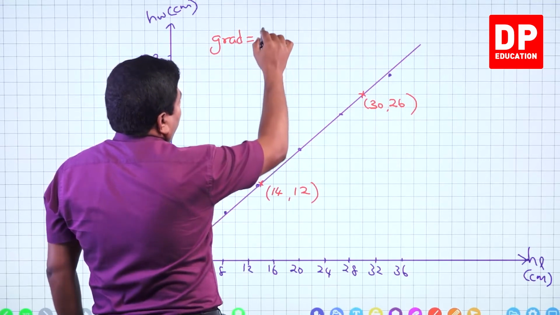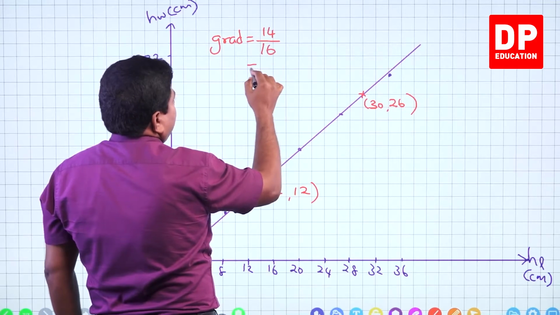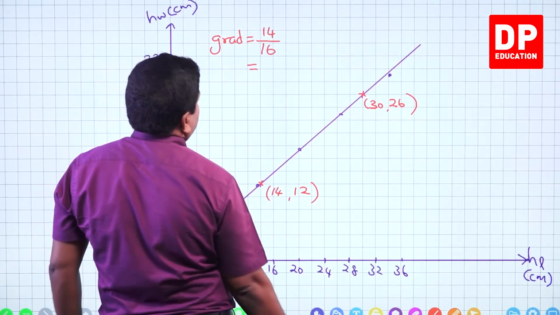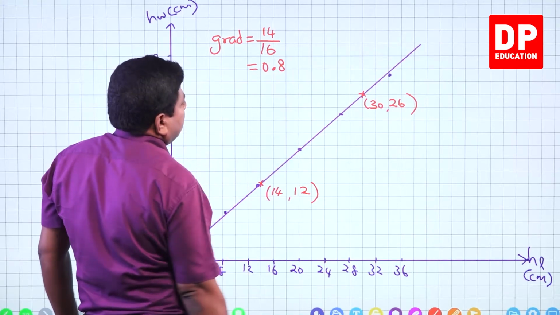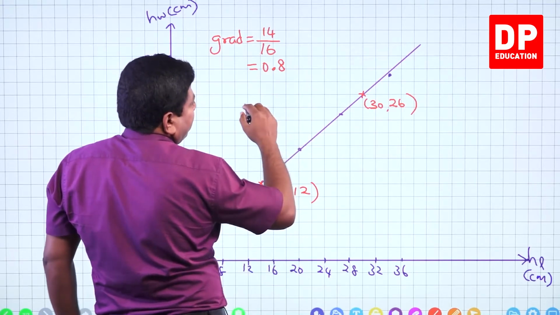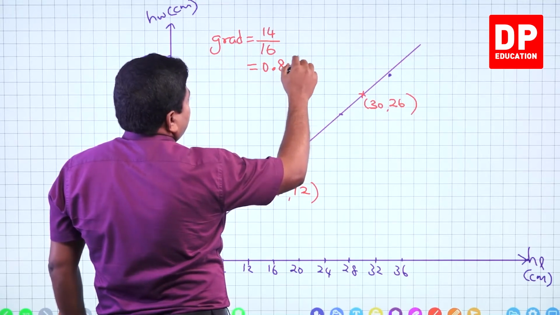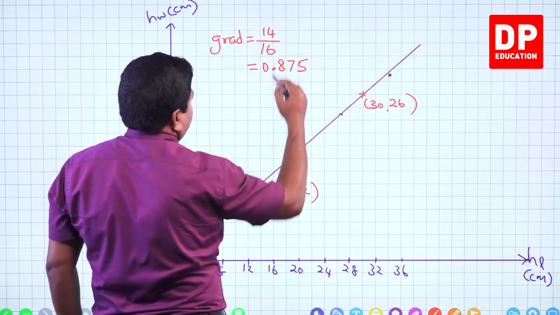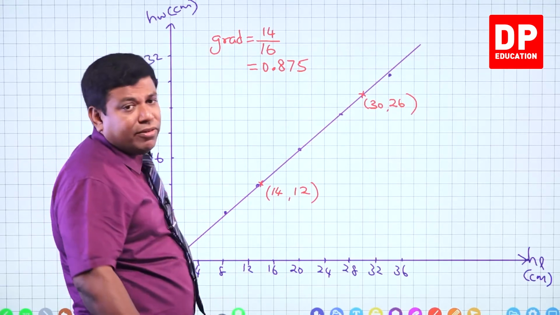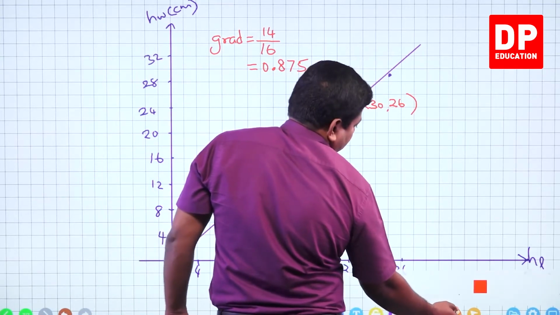So the gradient you're going to get: 26 minus 12 is 14, and 30 minus 14 is 16. 14 over 16 is 7 by 8, which means 0.875.